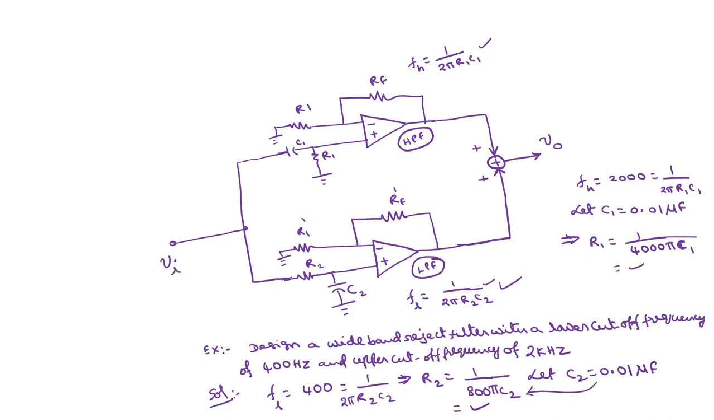And for R1 dash and R1, RF and RF dash, you can choose a value of 10k, which we already discussed in earlier lectures. The pass band gain is 1 plus RF by R1, which is 2. So, this will give a pass band gain of 2, if it is 10k, 10k. Then the response will be output versus input, which is H of jf.